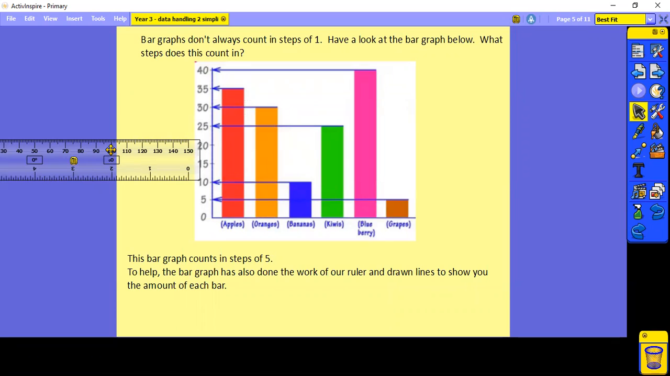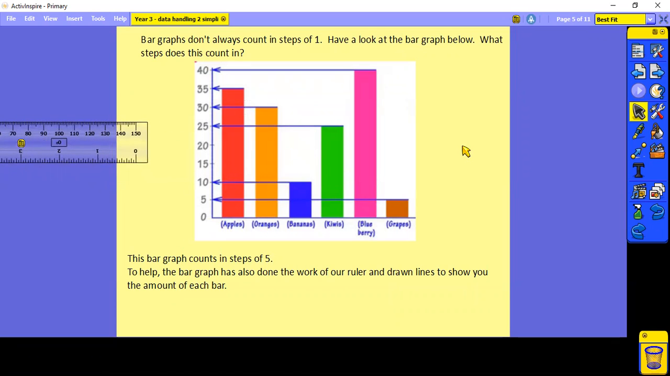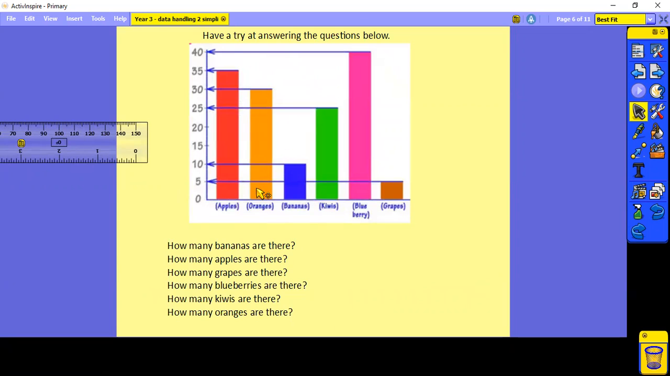So bar graphs don't always count in steps of 1. Look at the bar graph below. What steps does this count in? Yep, you're right, it counts in steps of 5. So to help, this bar graph has done the work of our ruler and drawn lines to show you the amount of each bar. So using the bar graph, have a try at answering the questions below. Pause whilst you do.